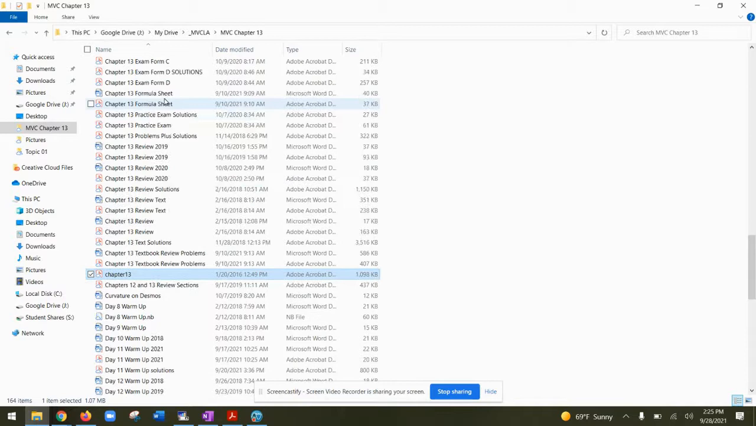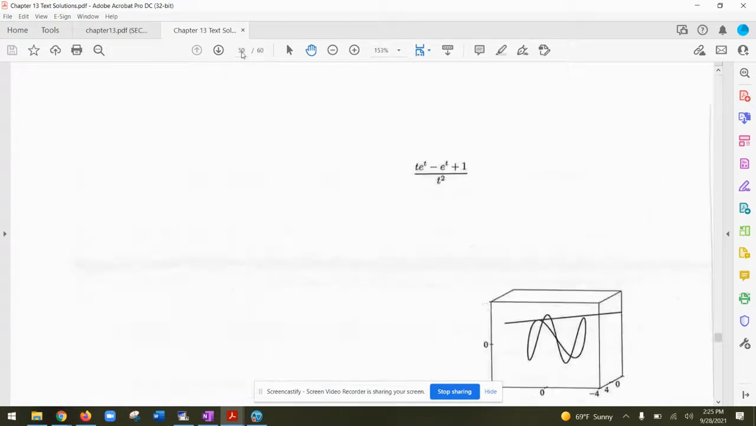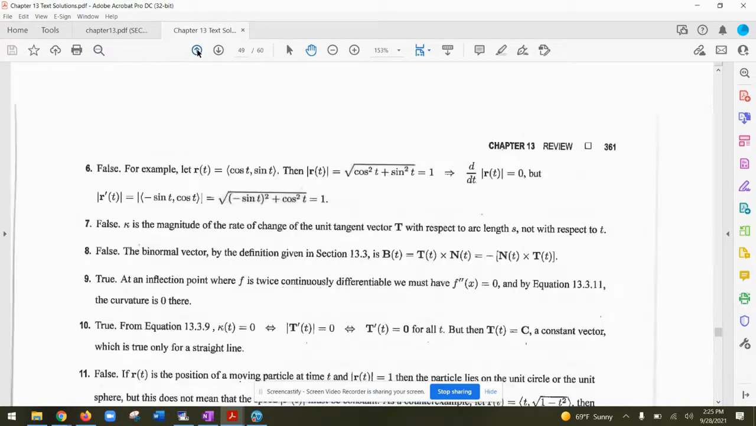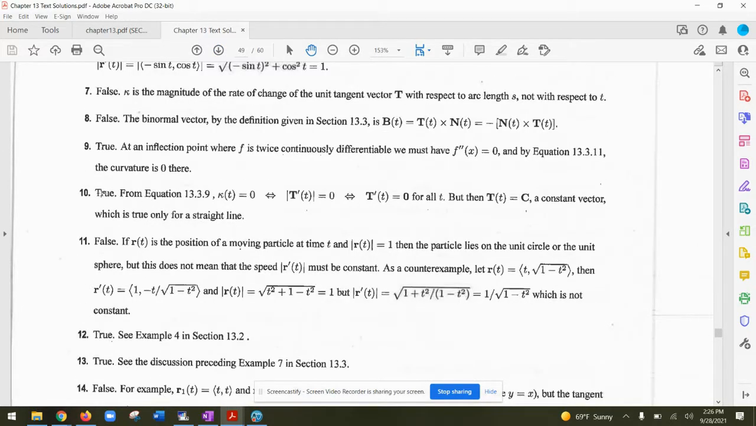Where do you see the text solutions? Right here. Oh, here's the true false. This was question number 10. They say true: curvature is 0 if and only if big T prime is 0, if and only if big T prime is the zero vector, but then big T is a constant, which is only true for a straight line. That's way more formal than we were saying. It's good, though. It's going back to this thing, right? If curvature is 0, then big T prime is the zero vector, which means big T itself is constant. Okay. That's cool to learn.